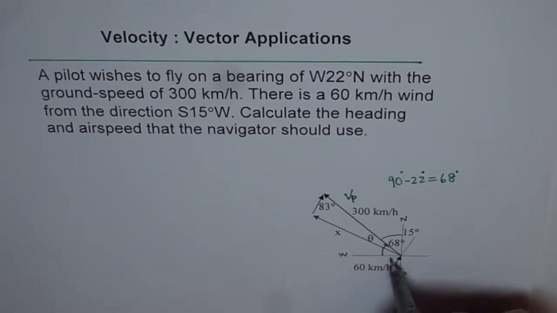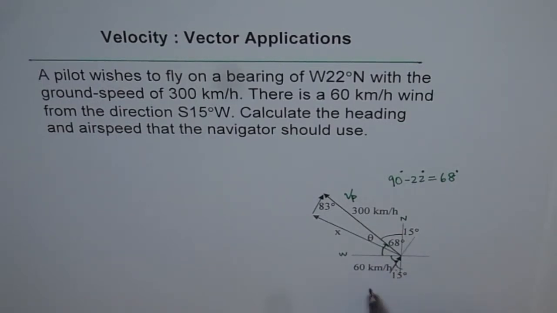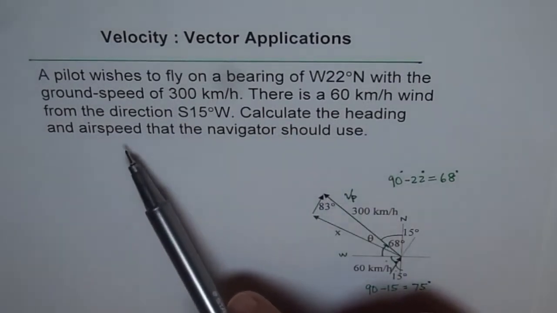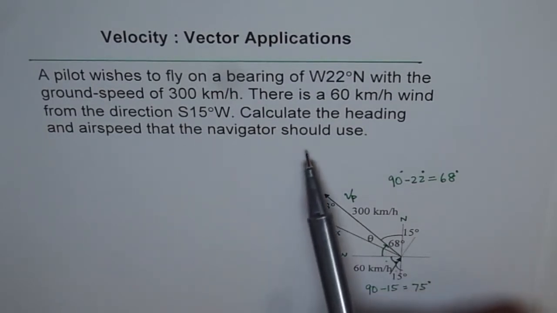So that gives you this angle as 90 minus 15, correct? So we have 90 minus 15 here, this angle, which will be 75 degrees. So this angle is 75 degrees for us. Calculate the heading and airspeed that the navigator should use.